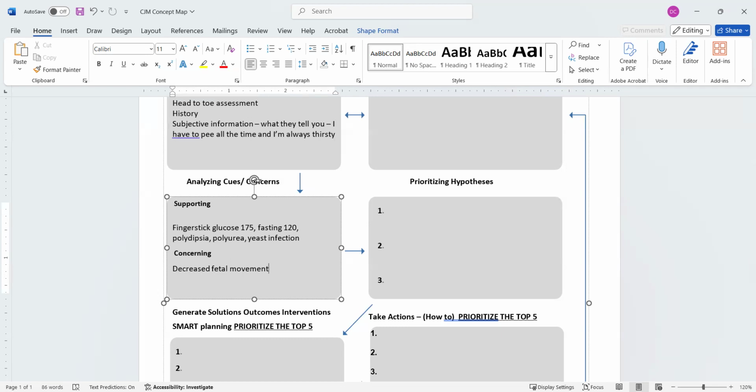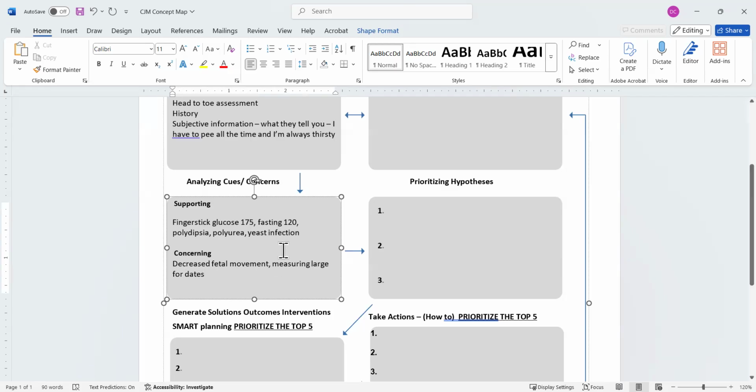Large for gestational age, LGA, or measuring large for dates. So try to think of all of the things that would be abnormal for a patient that had gestational diabetes. Something else up here, patients who are obese, it puts them at higher risk for gestational diabetes.